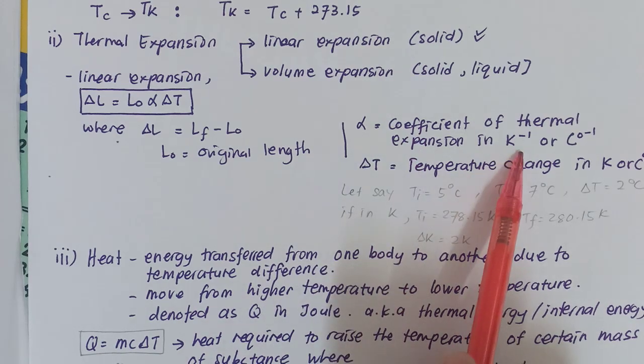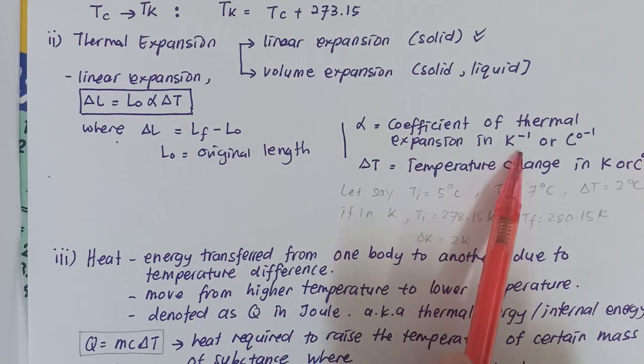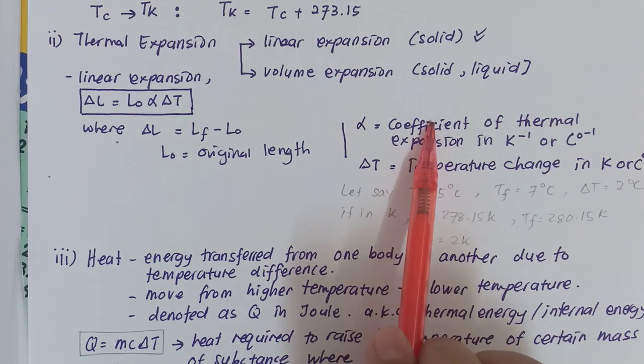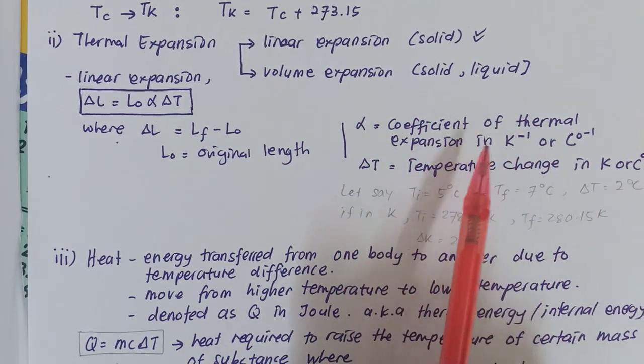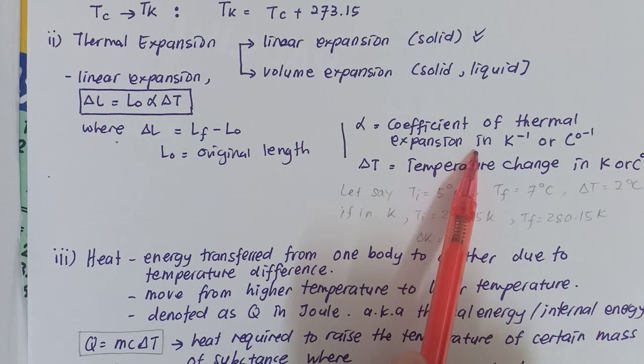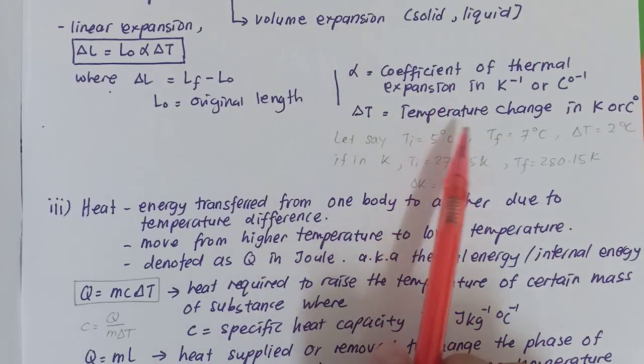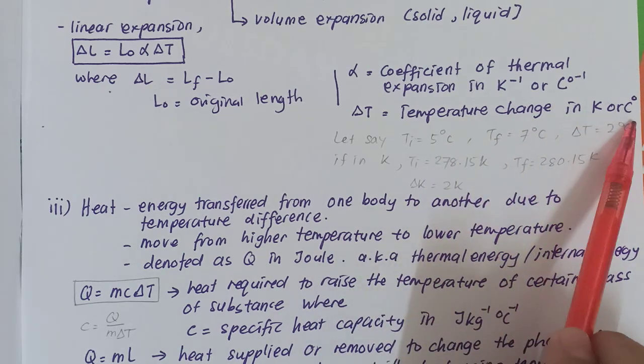Alpha is in K^-1, or per Kelvin, or per Celsius. I will explain this more later. Just note that the coefficient of thermal expansion will be different for different materials. And then we have delta T, the temperature change in Kelvin or Celsius degree.